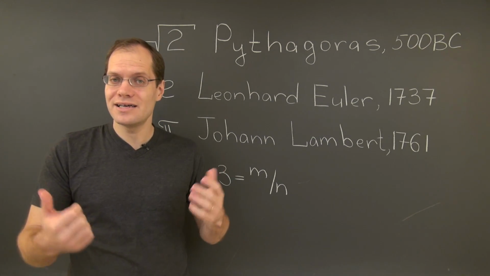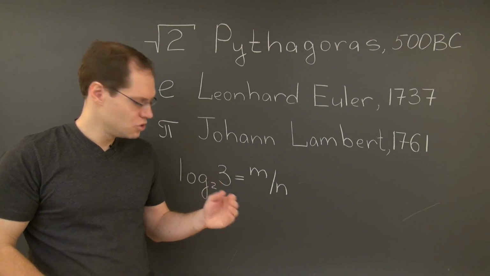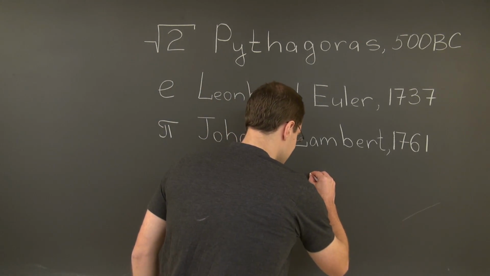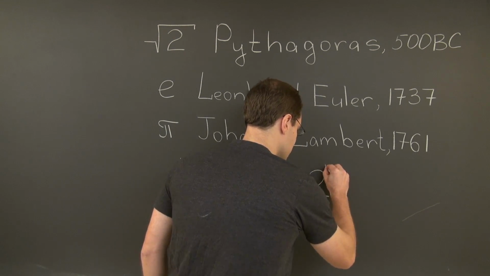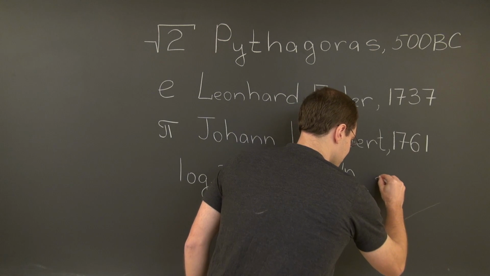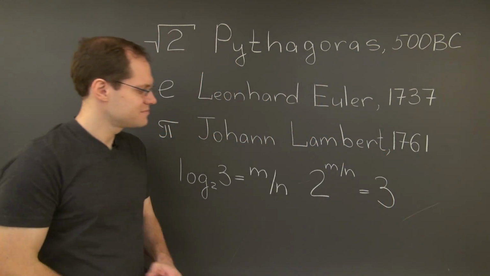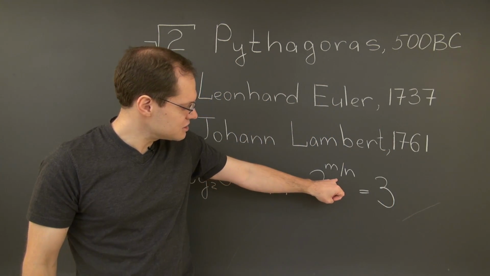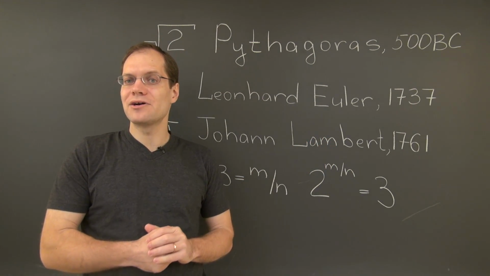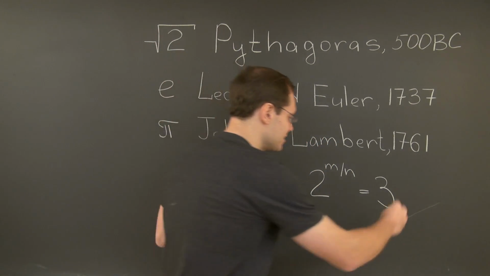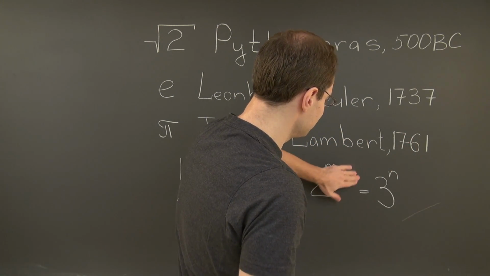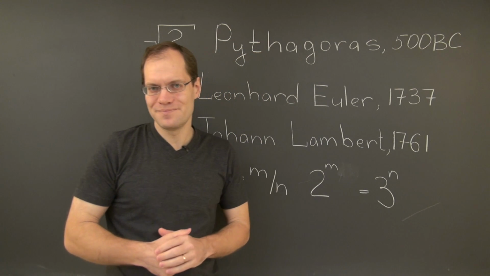That's what log is. So 2 to the power m over n must equal 3. Let's write this down. 2 to the power m over n must equal 3. And now, to get rid of a fraction on the left-hand side, let's raise both sides to the power n. And so on the right-hand side, we'll have 3 to the n, and on the left-hand side, we will simply have 2 to the m.